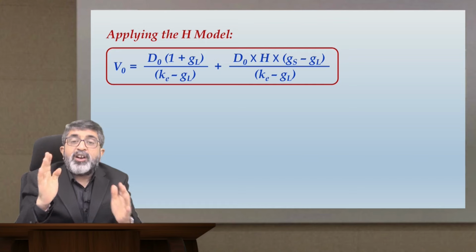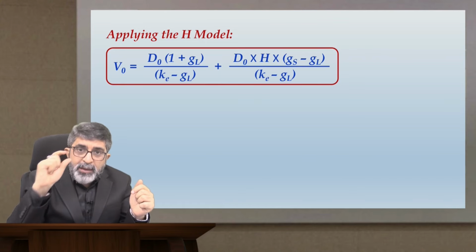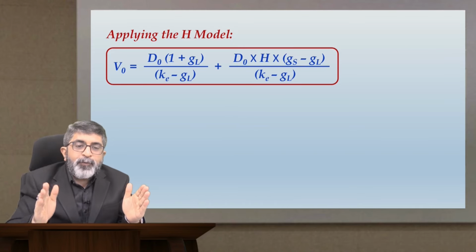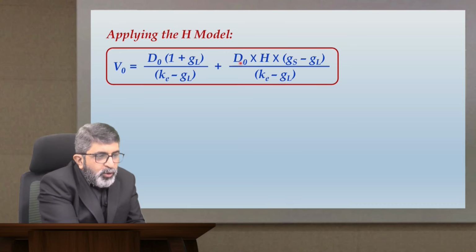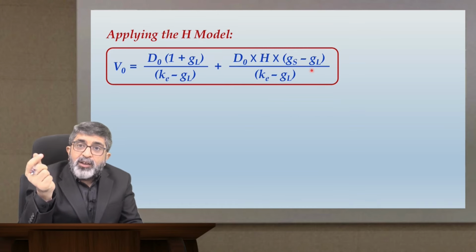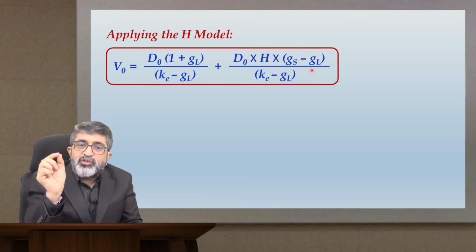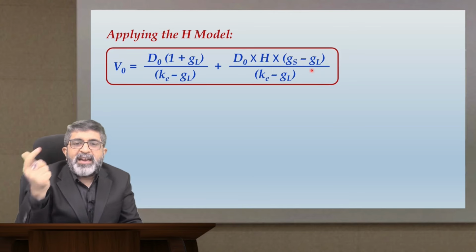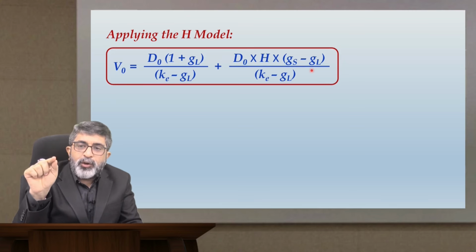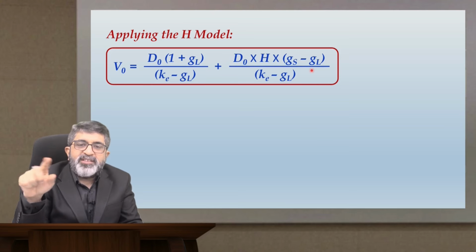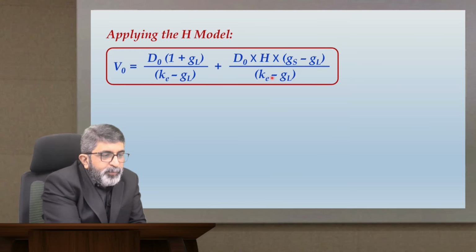So 4 years is the term, and the variable H is half of the term, means half of 4 years, that is 2 years. So what you are going to do, you're going to take D0 into half of the period or the term for the linear decline. So it will be half of 4, that will be 2. So it will be D0 into 2 into GS minus GL, means it is the difference between the short-term growth rate and long-term growth rate. So short-term growth rate will be generally higher. So we are taking that difference. So GS minus GL will be 20% minus 16%, or 0.20 minus 0.16. That will be 0.04. And the whole thing will be divided by KE minus GL.